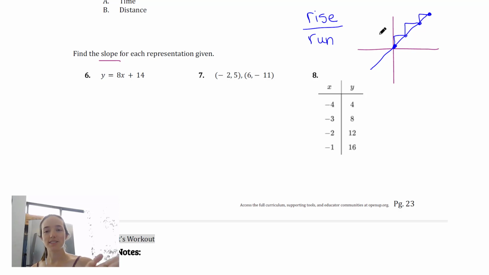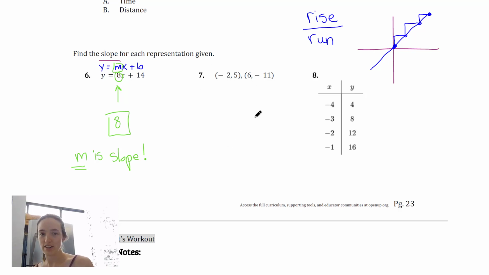So with 6, 7, and 8, they give us 3 different representations. For number 6, they give us an equation. This is actually in y equals mx plus b form. You might remember slope-intercept form from a previous math class. When you have an equation of a line like this, the number in front of the x is the slope. You don't have to do any other work. If you have an equation that looks like y equals m, a number, x plus b, another number, this is your slope right here. So the slope of this line is 8. Don't write an x, just write the number.